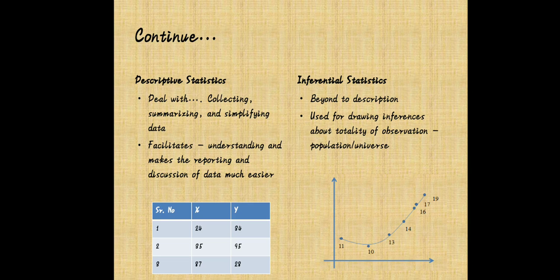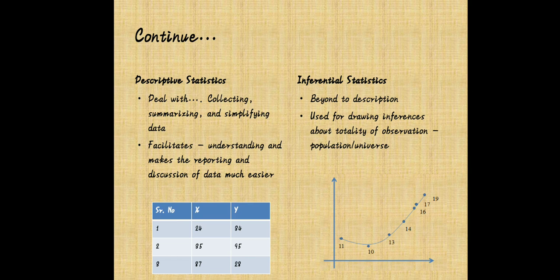Now, what exactly do we mean by descriptive statistics? Descriptive, that is, the data or the information in a statistical form with which we can describe something to society. So descriptive statistics deals with collecting, summarizing and simplifying the data, and it even facilitates understanding and makes the reporting and discussion of data much easier. As we can see in the table below, such tabulation gives us some important meaning to our collected data, and we can express it in a specific manner to society.